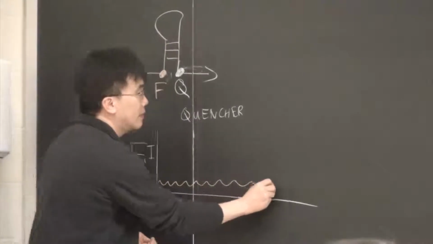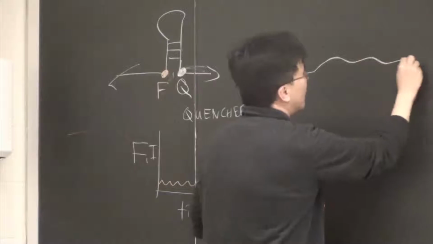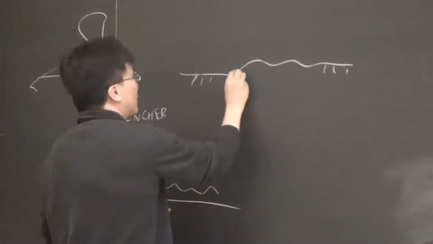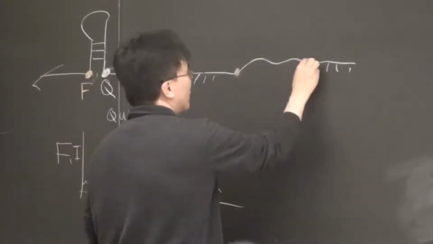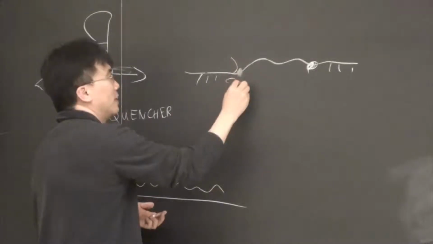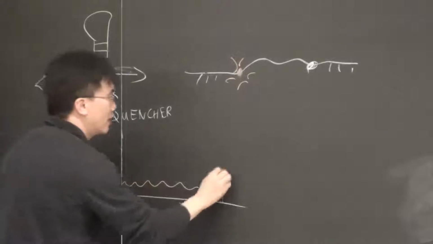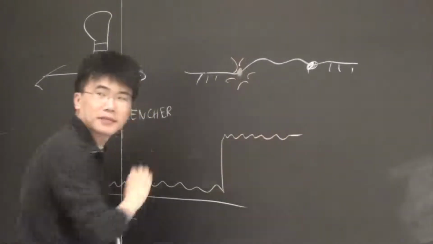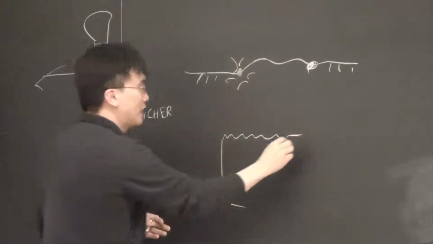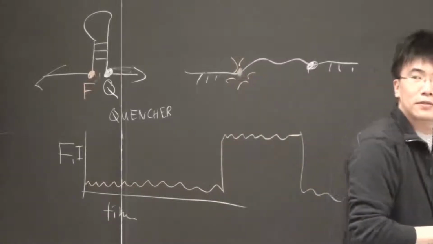Okay? And then it opens up. And these two are now widely separated. No longer quenched, this will emit light, and then this signal will suddenly go up. Okay. And then as it comes back, it comes down and so on. So you can imagine seeing two-step fluctuations.